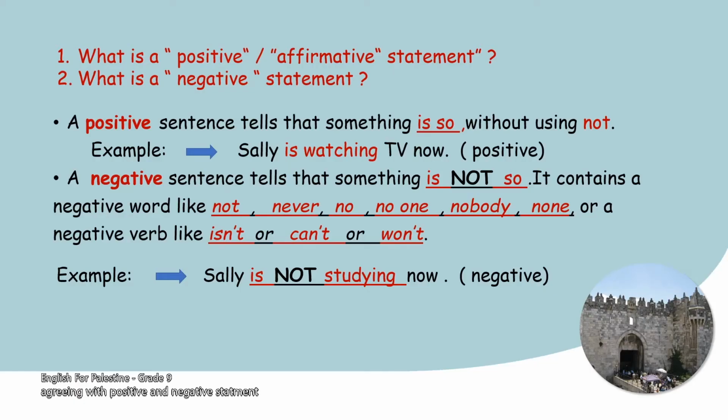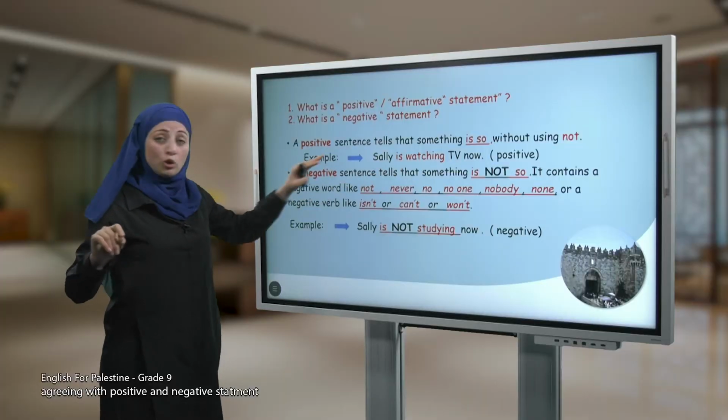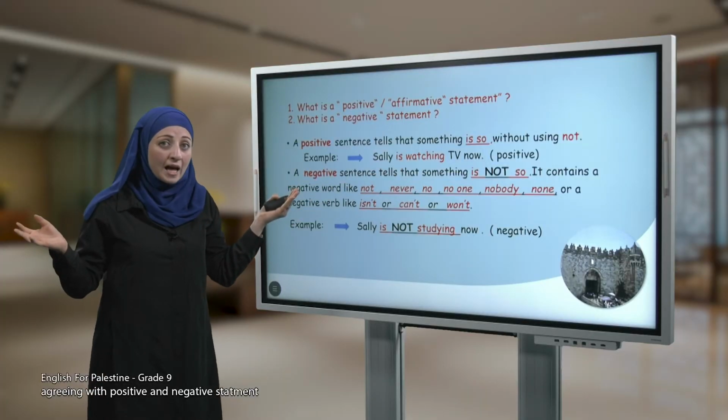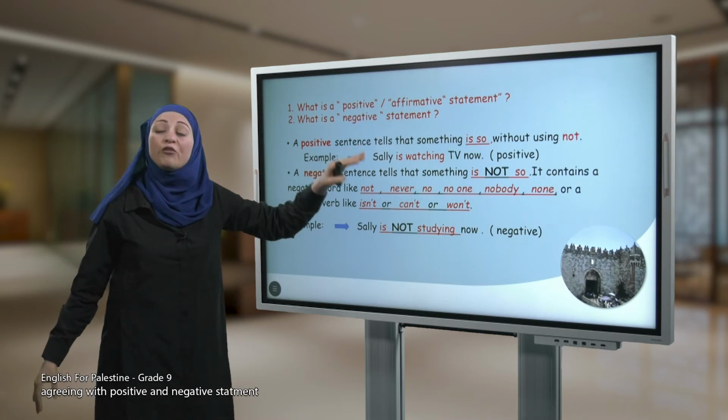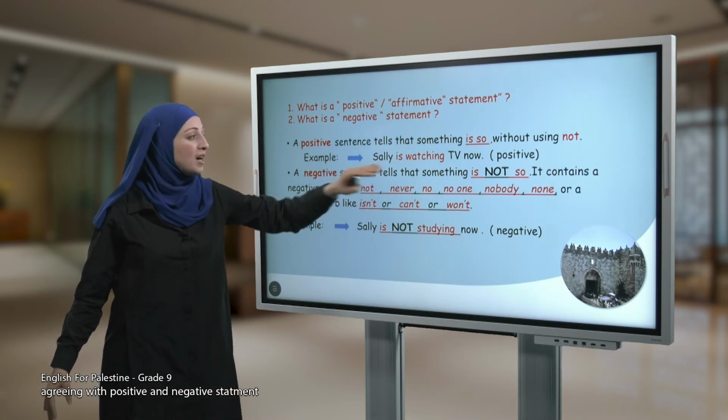A positive sentence tells that something is so. So it's a correct sentence without using the word not. For example, Sally is watching TV now. If we look at this sentence, we don't have any negative thing. We don't have not. So it's affirmative or positive.